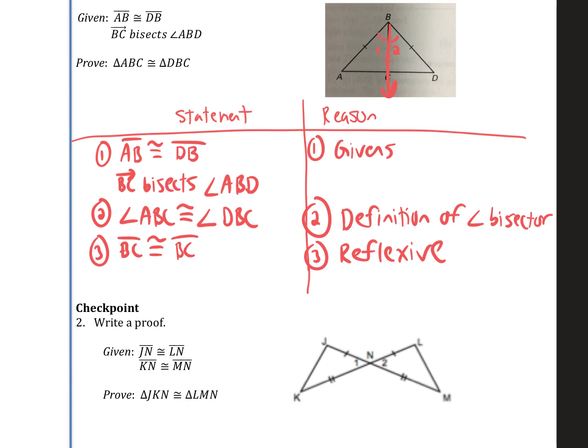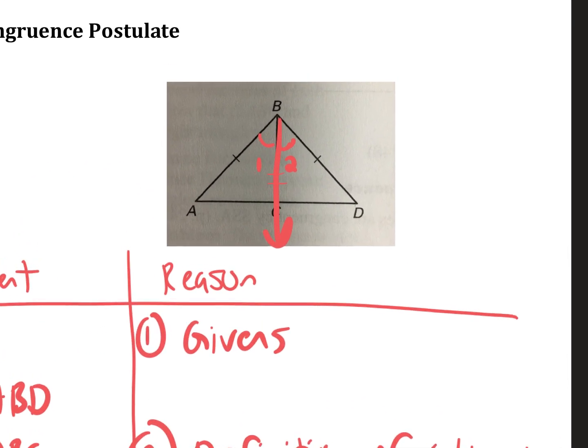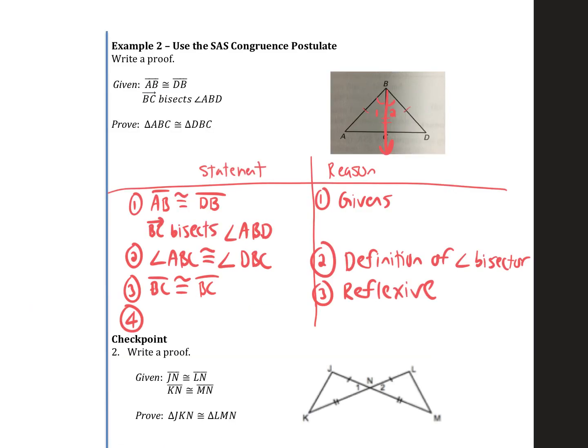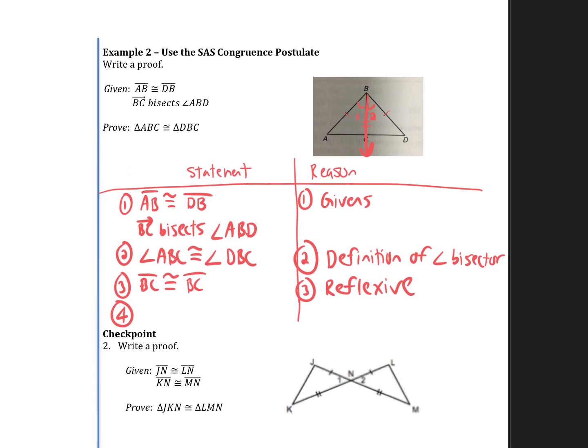Okay. All right. Step 4. Now what do we have here? Let's see what we have. We have a side, an angle between, and then a second side in the middle here. So what's the reason we can say these triangles are congruent? We can say side, angle, side, because we have two sides and the angle between them which are congruent. So ABC is congruent to DBC, and the reason for that is side, angle, side.